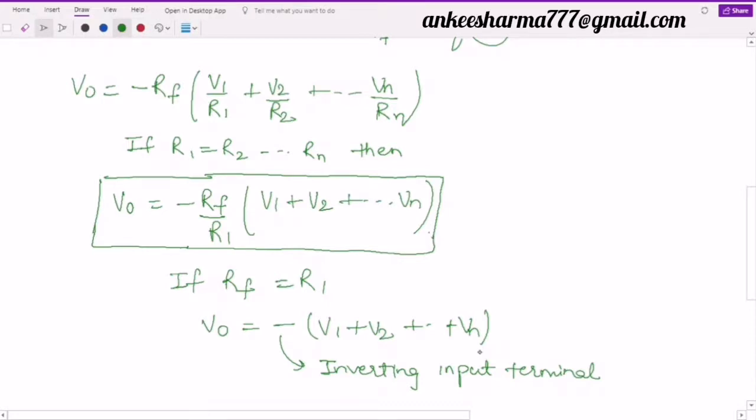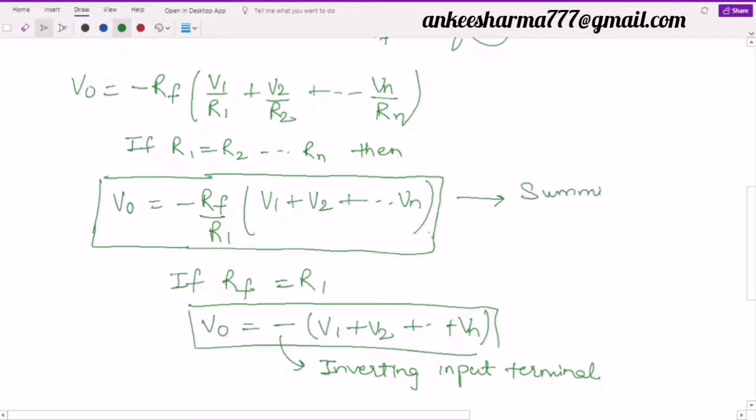I will make use of this equation. This is a special case where Rf is equal to R1. Then also it is a summing amplifier. But whenever we discuss the summing amplifier, we make use of this, because here also we are getting the sum of all the inputs. So this is the case of my summing amplifier. So this is the summing operation that my operational amplifier has done.